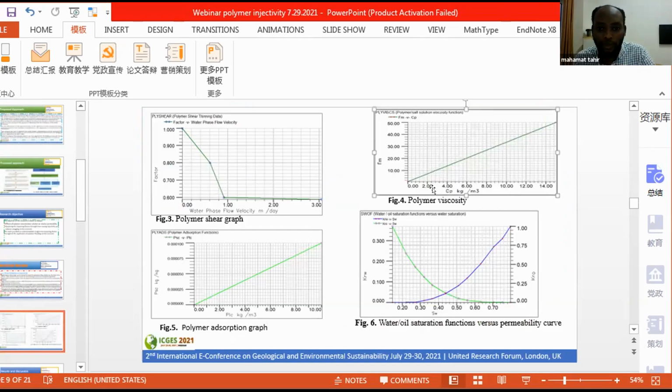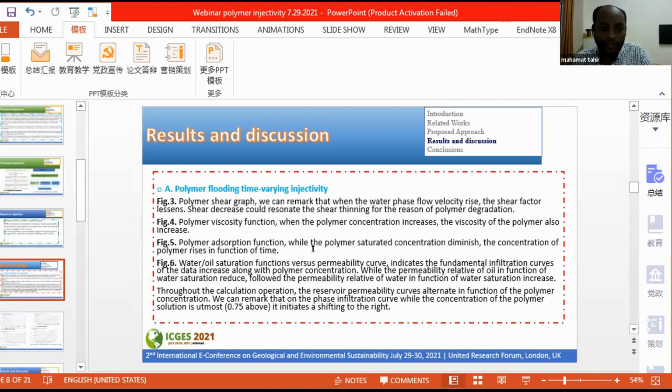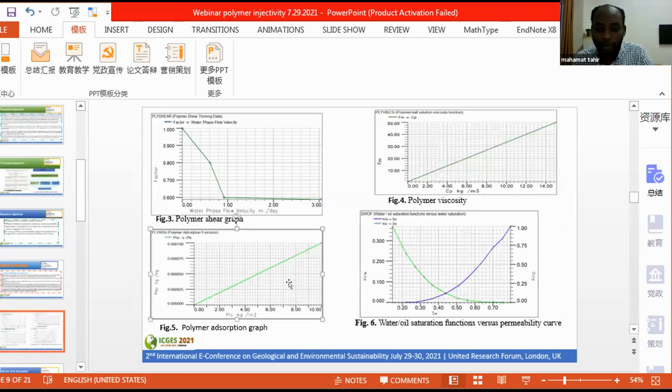We can see that when the concentration increases, the viscosity of the polymer also increases. And here on our fifth figure, we have the polymer absorption, where the polymer saturated concentration reduces, and the concentration of polymer rises as a function of time. This is the polymer absorption figure, in which we can see the increase.